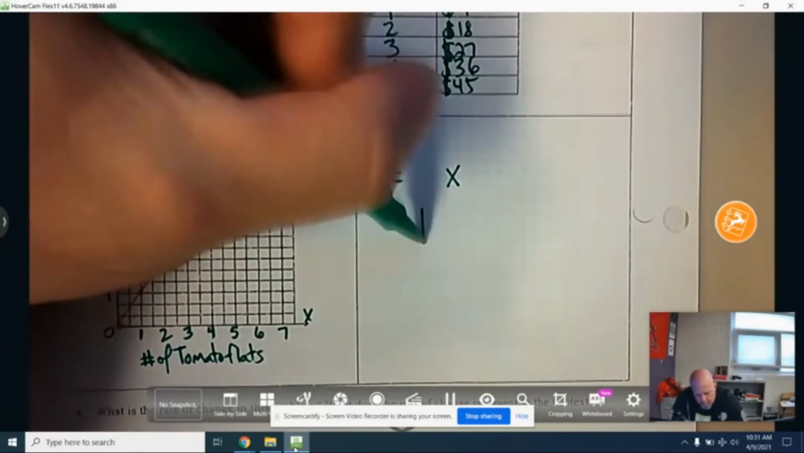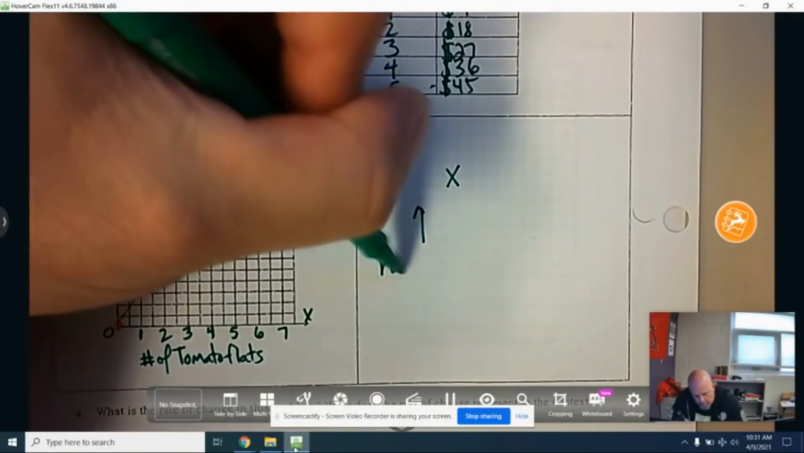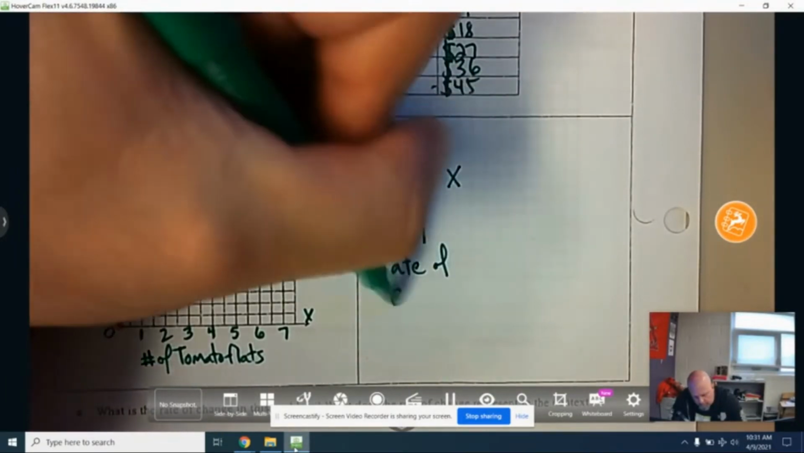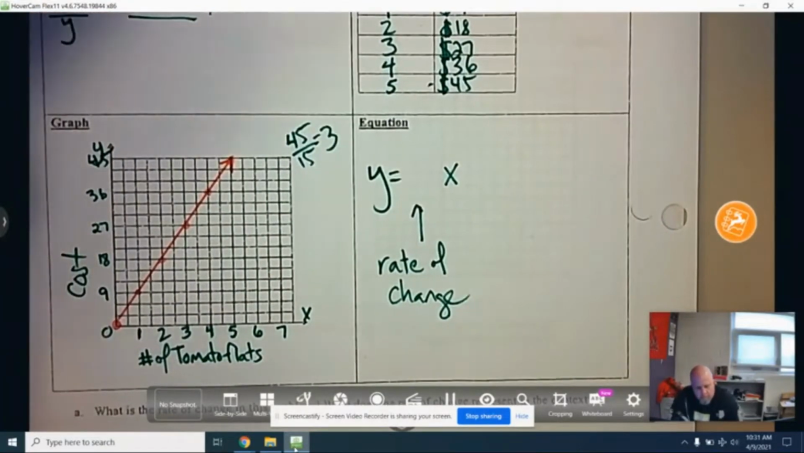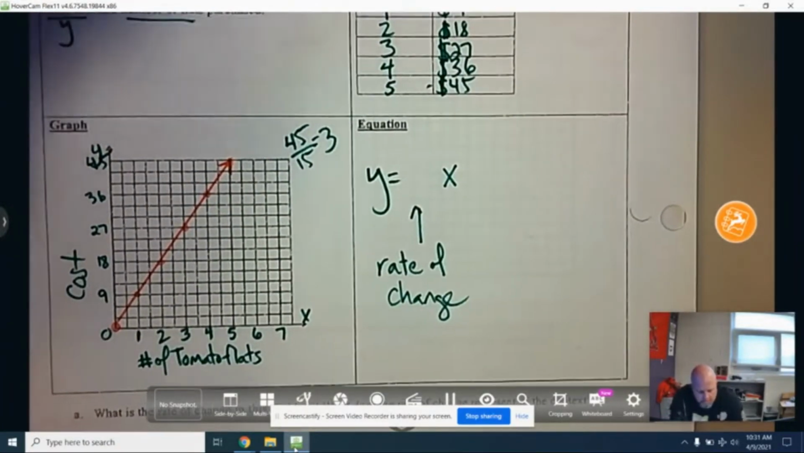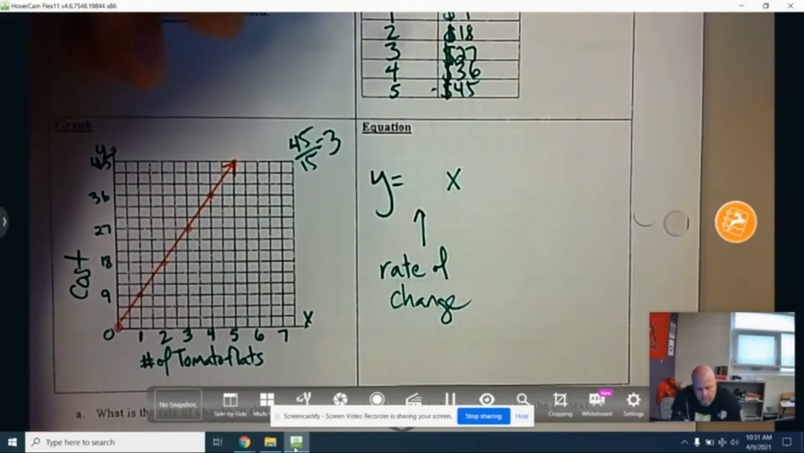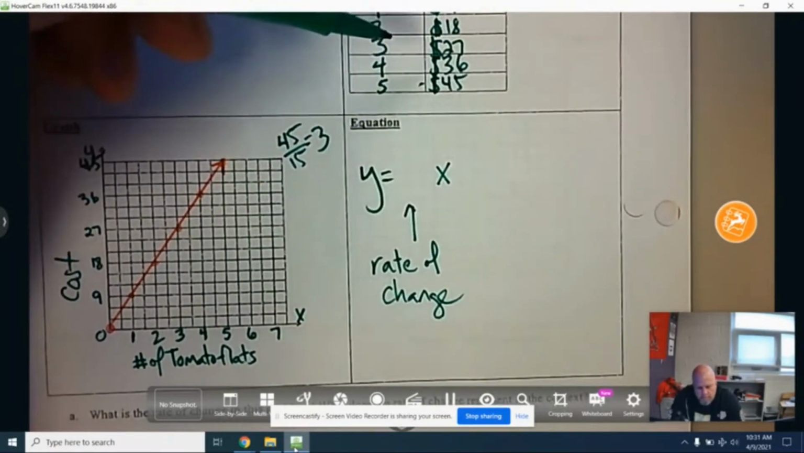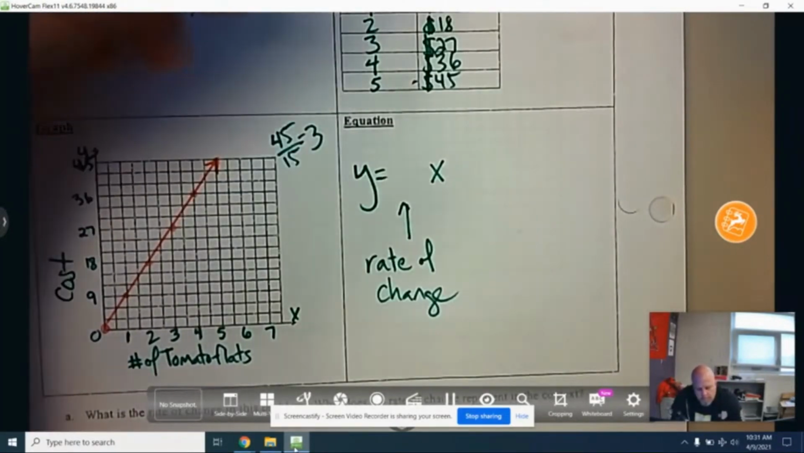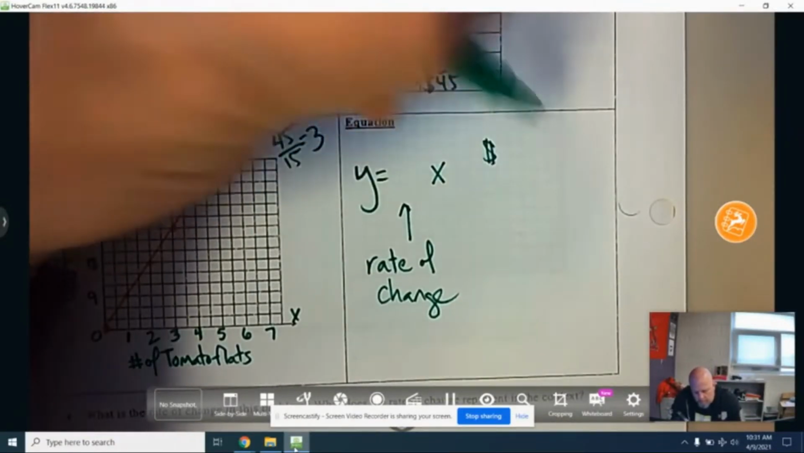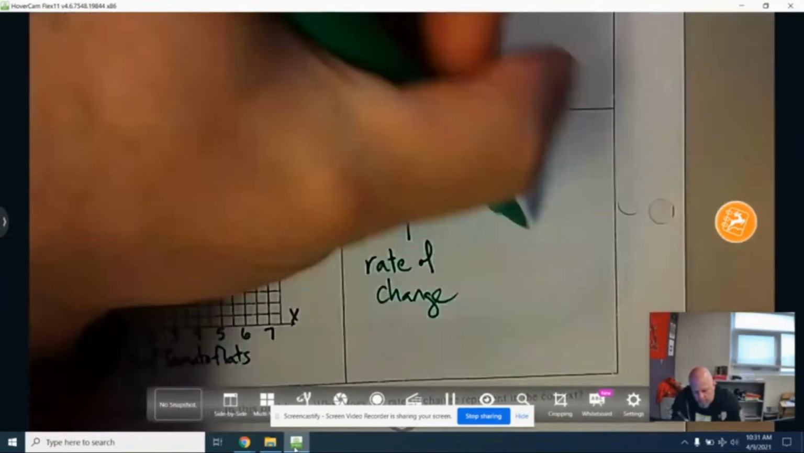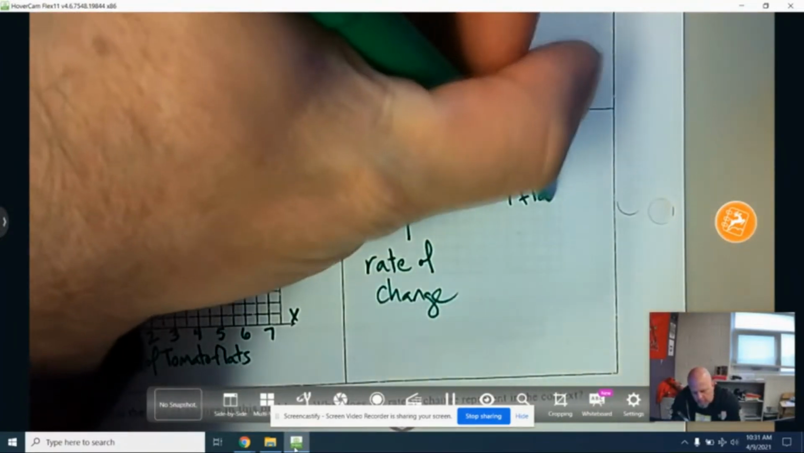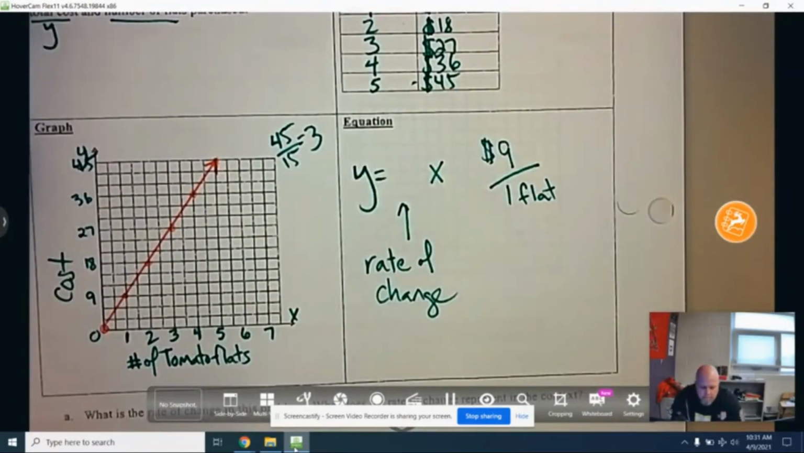Now remember, this right here is going to be our rate of change. Okay, so rate of change. So I'm looking at this graph here and I'm seeing, well, what is the rate of change? Well, the rate of change for this one, it's $9 per 1 flat. Okay, $9 per 1 flat.